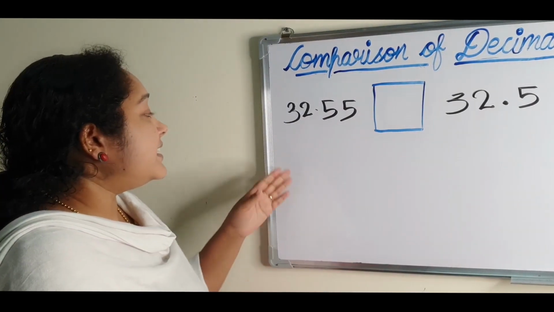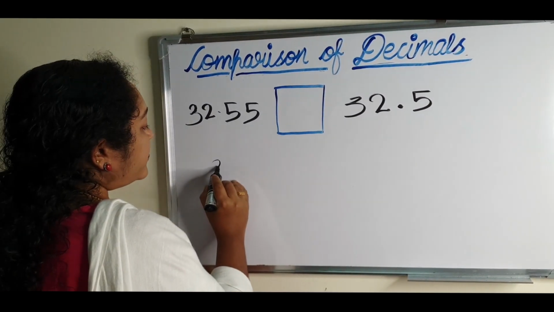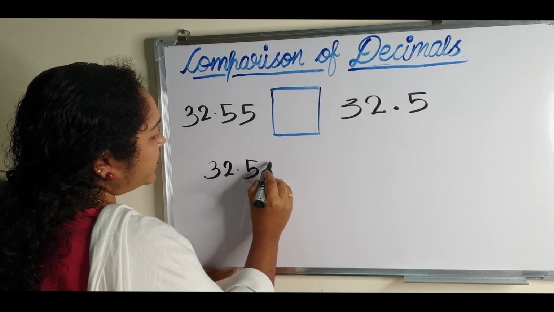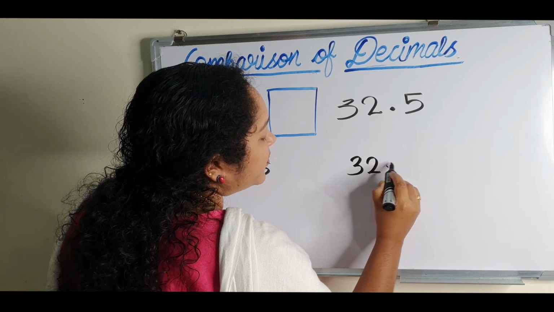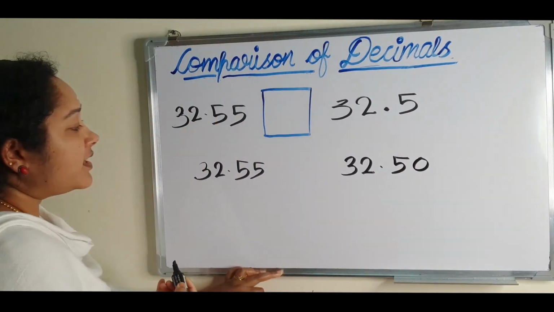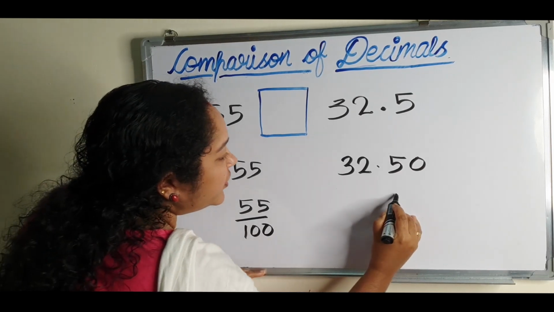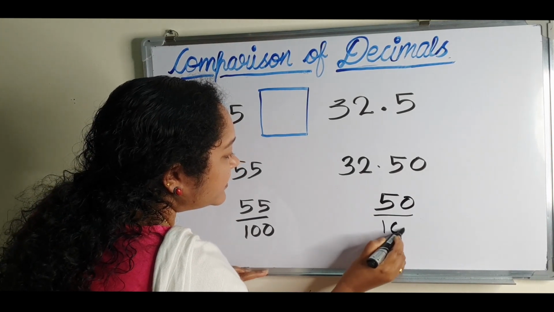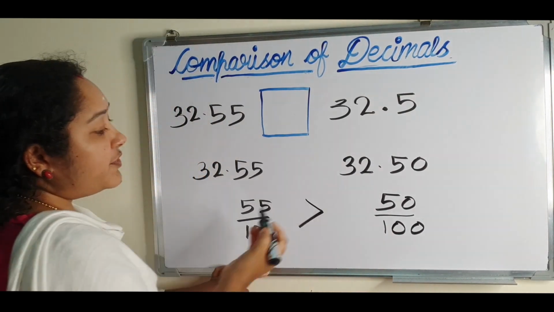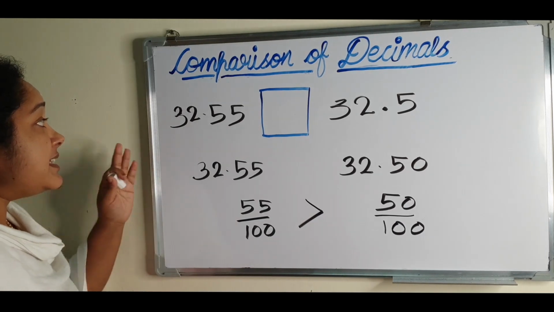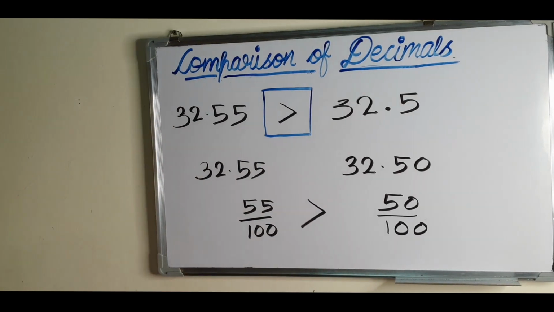Next question is 32.55 and 32.5. 32.5 is written as 32.50. That means 55 by 100 and 50 by 100. 55 by 100 is greater than 50 by 100. So the answer is 32.55 is greater than 32.5.